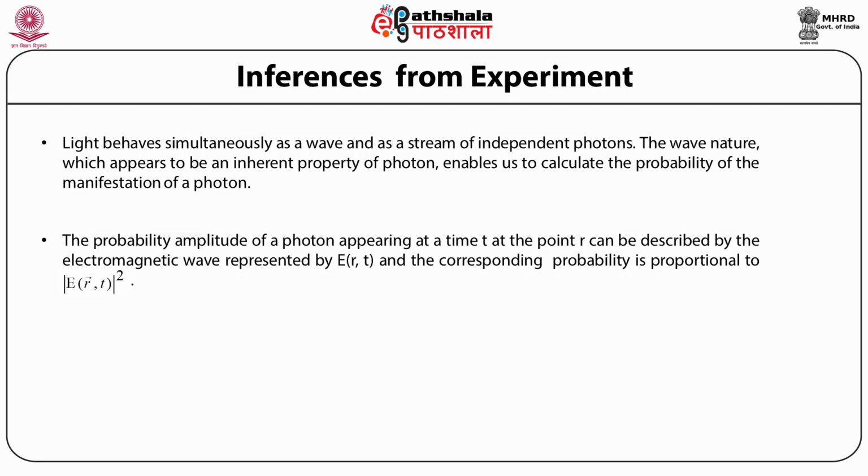Here E as a function of vector r and t is actually the sum of the individual electric fields associated with the photon emerging either from slit S1 or slit S2, and the intensity of the light is proportional to the square of the modulus of the sum of these two fields.